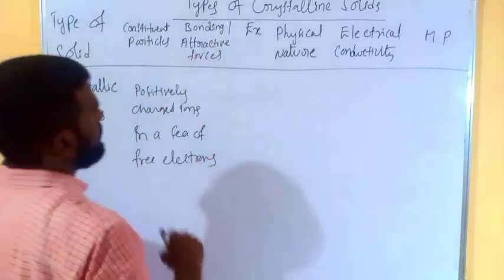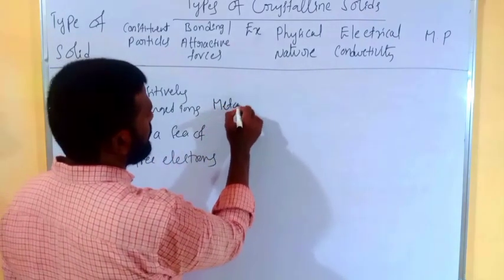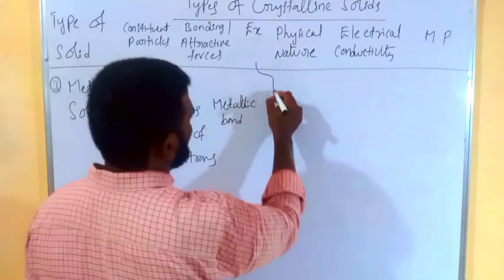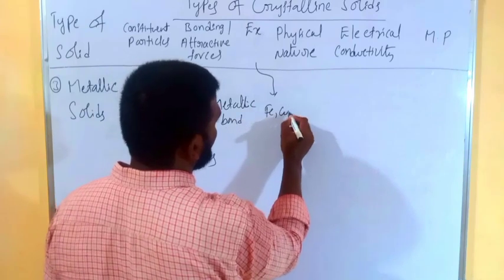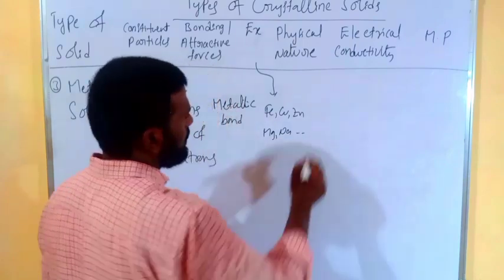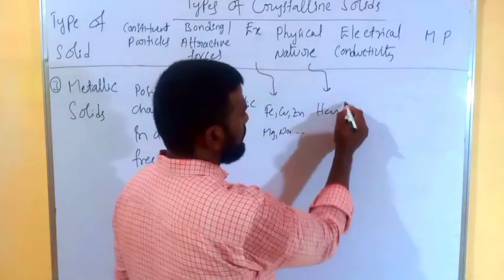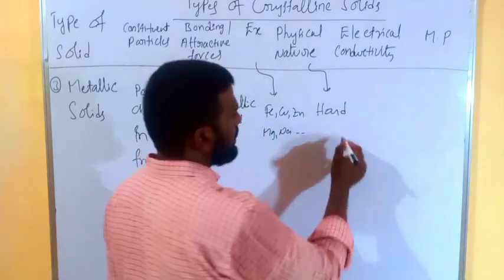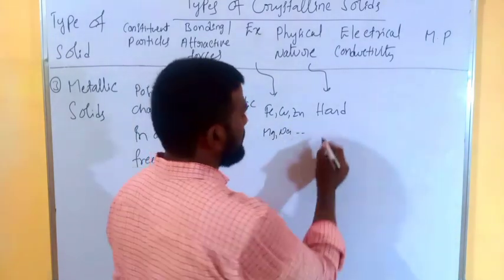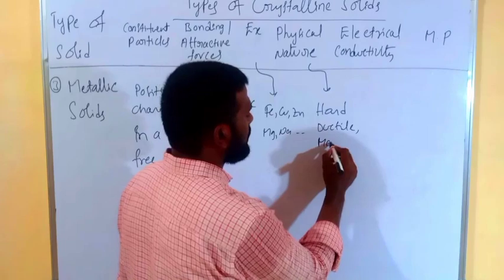Next, what type of bonding or attractive forces are present here? The bonding is called metallic bonding. Many examples we can take: iron, copper, zinc, magnesium, sodium, all metals. The physical state: we know that metals are very hard in nature. Metals are very hard, but they can be made into sheets and drawn into wires. That means metals are ductile and malleable.